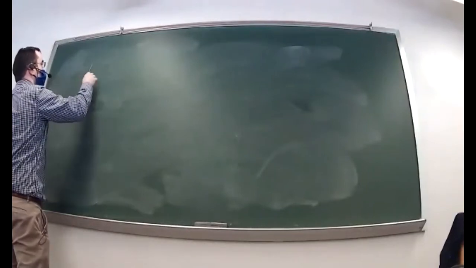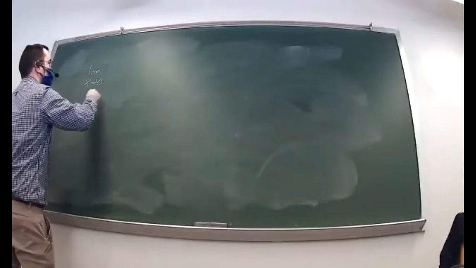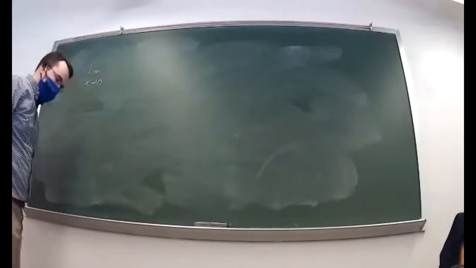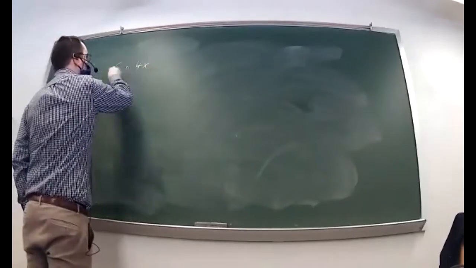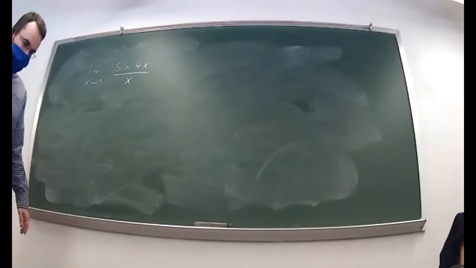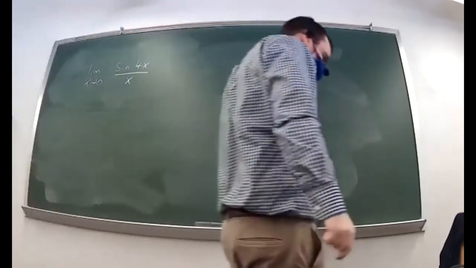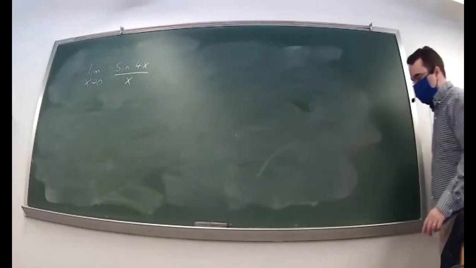So say you want to look at something like the limit as x goes to 0 of sine 4x over x. You know the limit of sine x over x, but you don't know the limit of sine 4x over x. So how might you approach this?